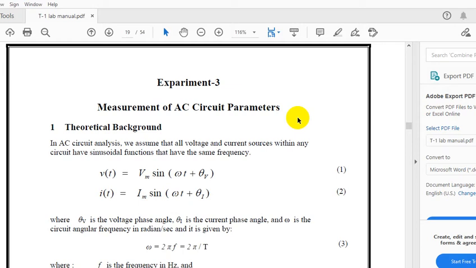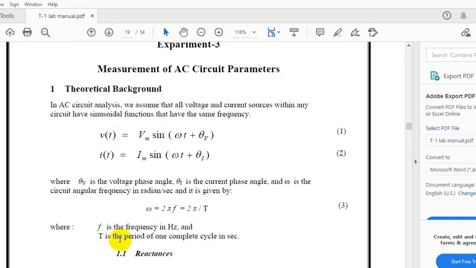V is a function of time, that is, amplitude Vm sine omega t plus phi V, or theta V, you can write anything. It is a phase shift. Omega is nothing but 2 pi f, or 2 pi by T, where T is the time period. F is the frequency and T is the time period.